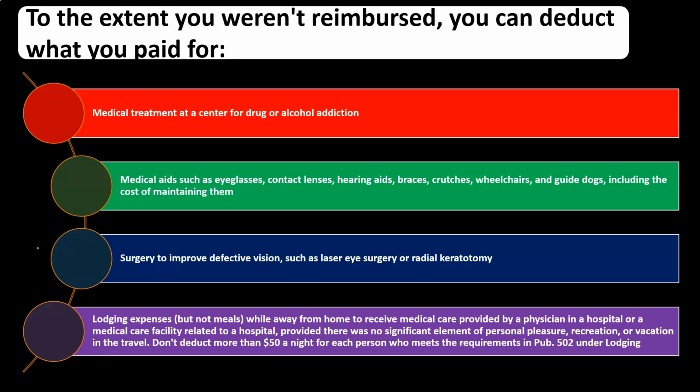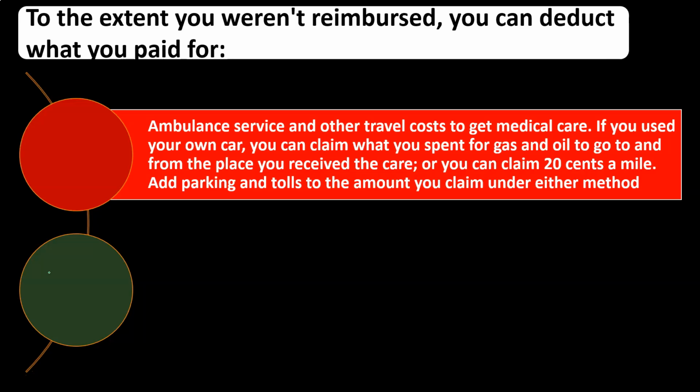lodging expenses but not meals while away from home to receive medical care provided by a physician in a hospital or a medical care facility related to a hospital, provided there was no significant element of personal pleasure, recreation, or vacation in the travel. So if it's a medical travel, then the actual travel to the doctor may be something that could be included. Don't deduct more than $50 a night for each person who meets the requirements in Publication 502 under lodging. To the extent you weren't reimbursed, you can deduct what you paid for ambulance service and other travel costs to get medical care.